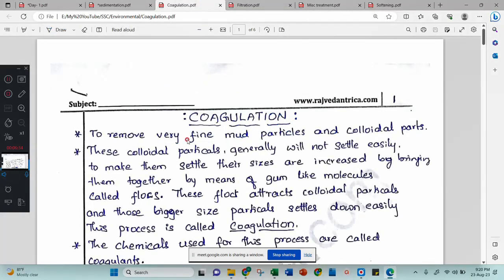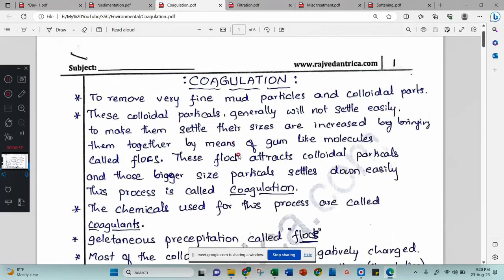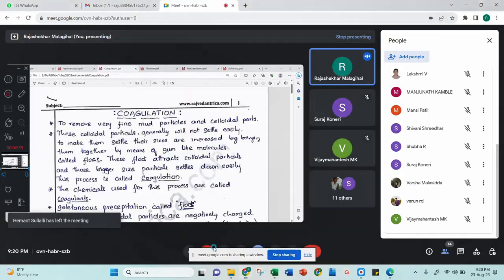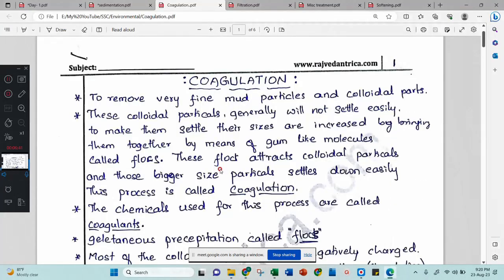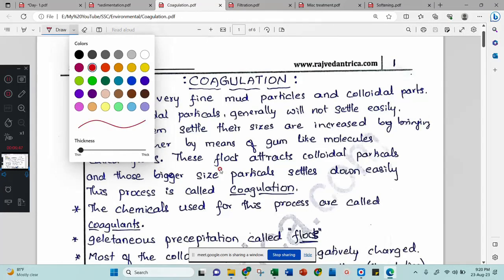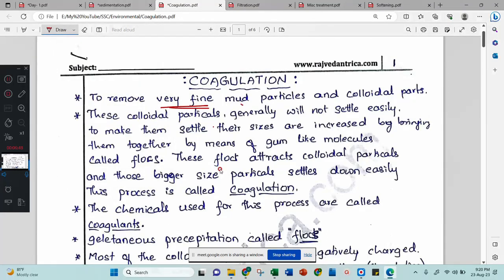For that, we have a chapter called coagulation. Right? Coagulation, or coagulation aided sedimentation tank. Here, to remove very fine mud particles and colloidal particles, we are using this coagulation tank. These colloidal particles generally will not settle easily. To make them settle, their sizes are increased.